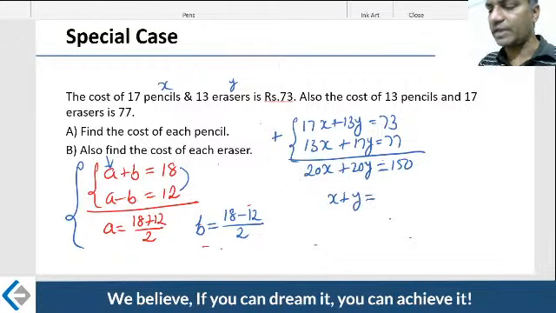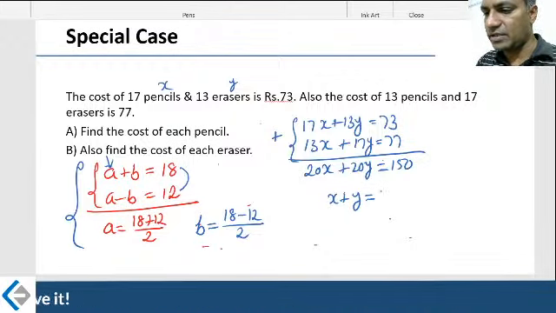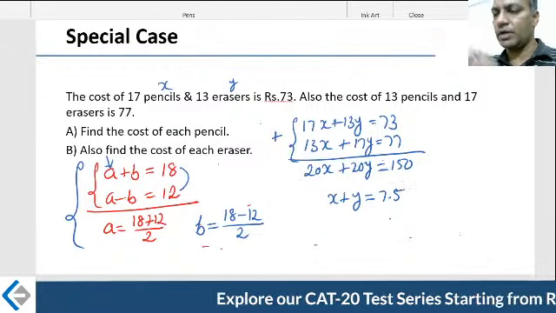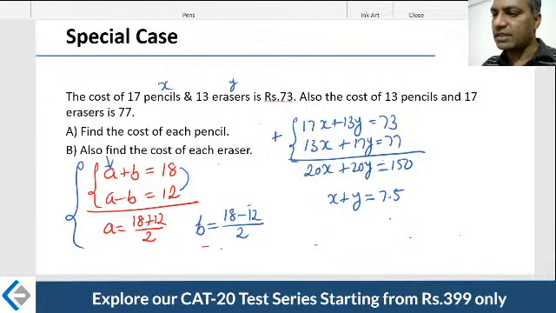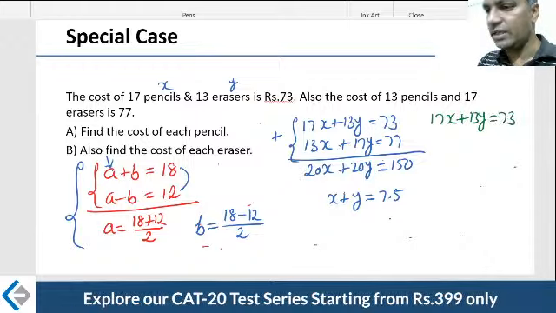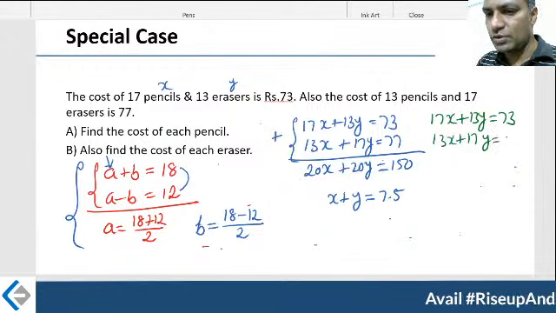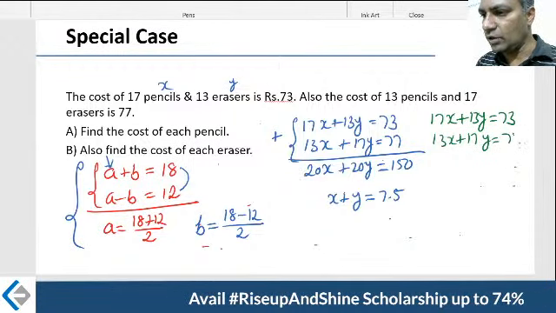You can get the value of x and y from here. Therefore, the value of x and y is nothing but 15 divided by 2. You can write it as 7.5. Let's keep this 7.5 and write the same aside. What we do is just take the difference between them, friends. Let me write once again for you in case you are getting confused. 17x plus 13y is equal to 73. That is one equation there. Then we had 13x plus 17y is equal to 77.